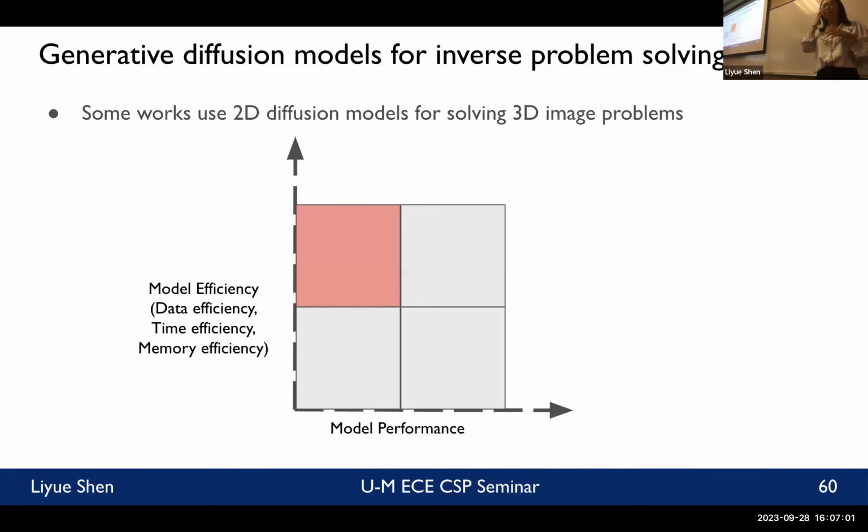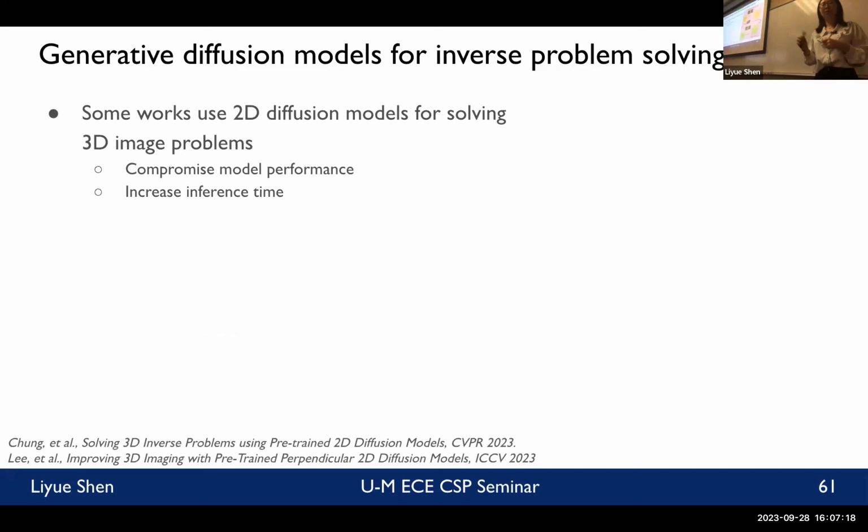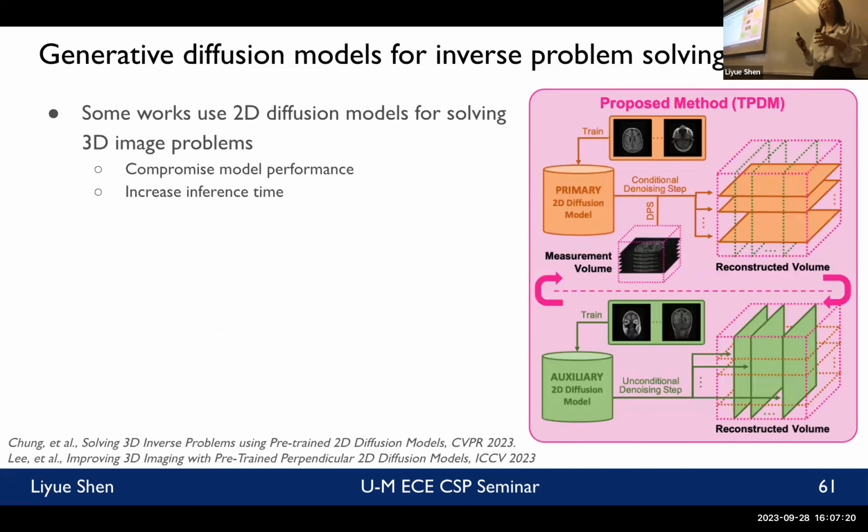And beyond all these algorithms pursuing better model performance, there are also some works trying to address the efficiency issues, especially for medical applications. Just to name a few, one interesting example is to use 2D diffusion models for solving 3D imaging problems.